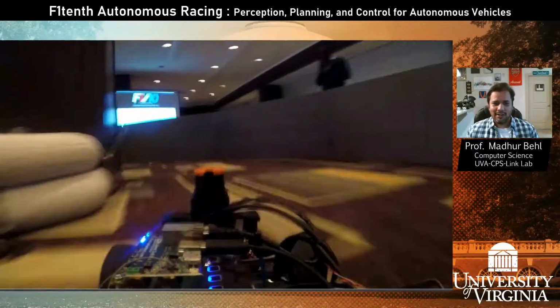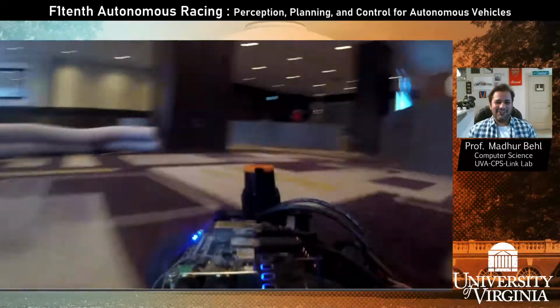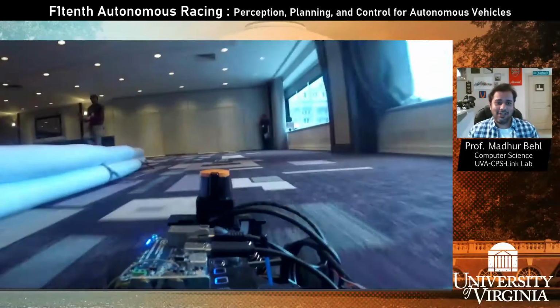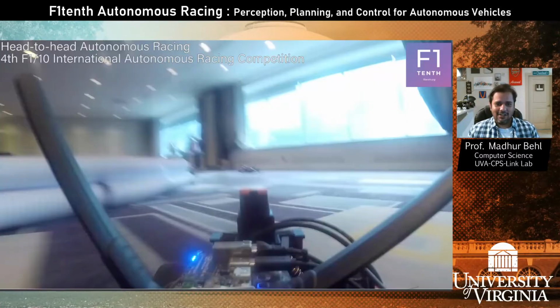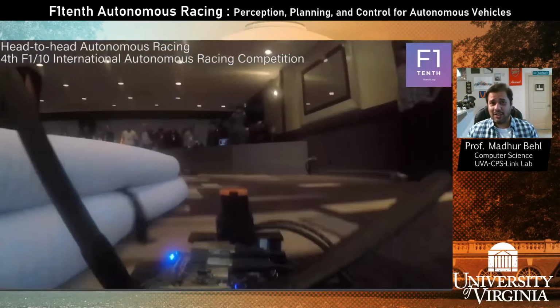And actually you'll see it turns so fast that the wheels sometimes lift off the ground. So that's kind of hitting the limits of traction and speed and control, which is really exciting. Here's another video of a multi-agent race. This is a very challenging problem.